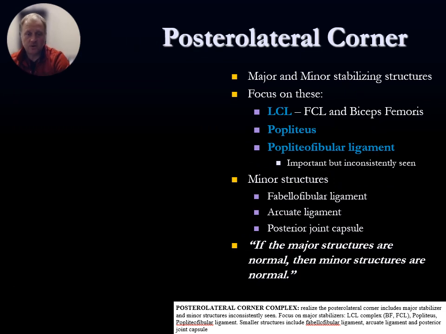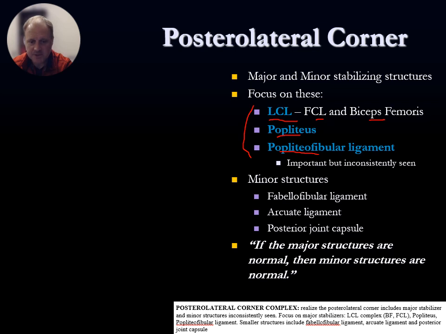The posterolateral corner is a fairly complex area of anatomy that has both major and minor stabilizing structures. I highly suggest to focus on the first three, which I have labeled here in blue, which are the major structures of the posterolateral corner. One we've already talked about, which is the lateral collateral ligament, consisting of the fibular collateral ligament and biceps femoris. The second is the popliteus, and the third is the popliteofibular ligament. So I think this is good to know. If you get asked a question, oh, what are the most important structures of the posterolateral corner, I would try to memorize these and be able to describe where they go and what they are.